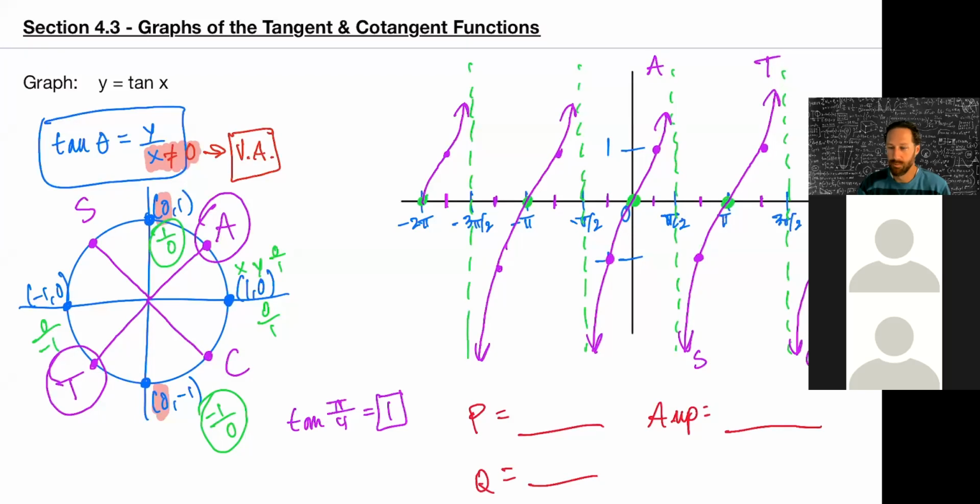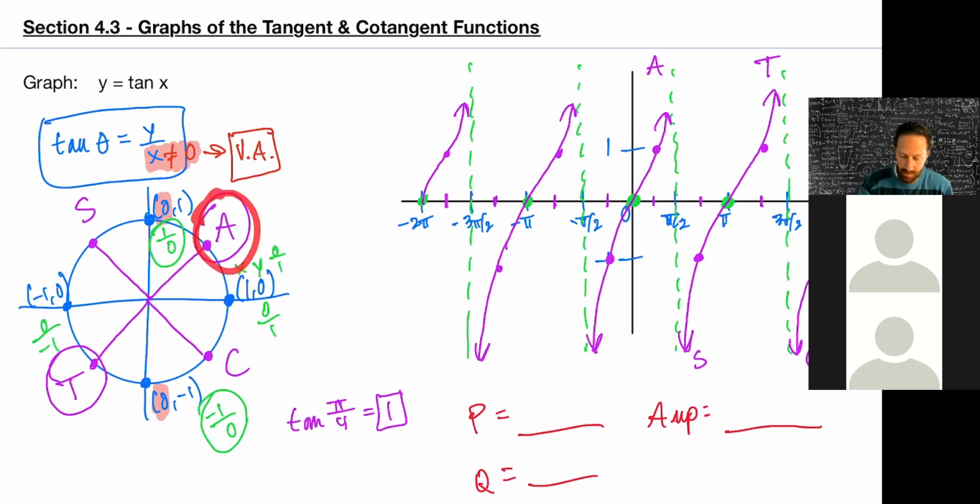Would the period be 2 pi? It's a good guess. Everything's been that, right? For sine, cosine, and its two reciprocal functions, cosecant and secant, respectively. But does it look like it takes an entire 2 pi to repeat itself? No. Yeah, very good. No, it doesn't.